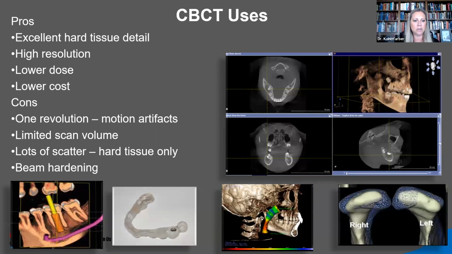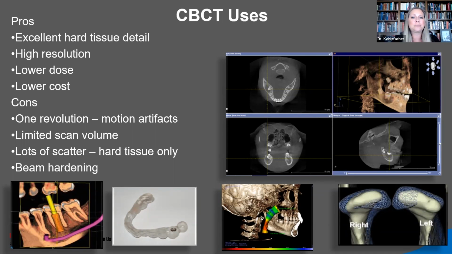I kind of alluded to a little bit, one revolution. So it goes once around the head. And so motion artifacts can be a big deal. It's important for us to be able to visualize and understand those motion artifacts and retake if we need to. Limited scan volume, it's really just for the head. Although we do see people sticking whatever they think they've broken into it, and I would totally do that too. But my legal caveat, it's just supposed to be for the head.